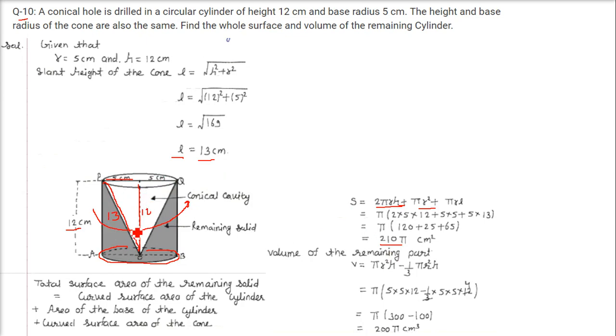Coming to the remaining part, we have to take the volume of the cylinder minus the volume of the cone. Volume of the cylinder is what? Pi r square h. Volume of the cone will be 1 by 3 pi r square h. So pi you can take out, r is 5, h is 12. Here we have again r as 5 and h is 12 because they both share the same radius and height. It is going to come as 200 pi.